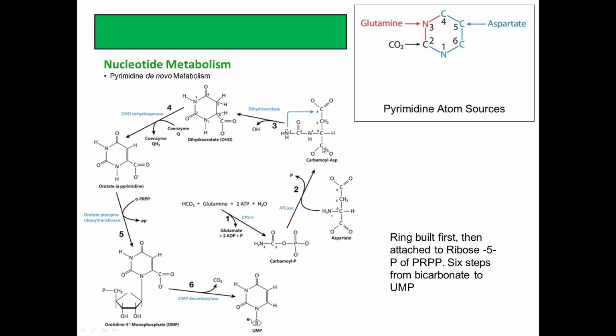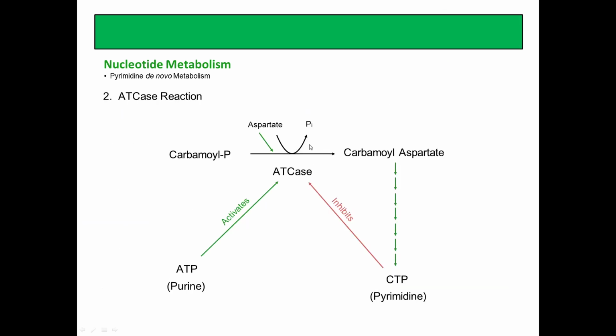This is the key step here, right, to making pyrimidines. If I don't want to make pyrimidines, I don't do this step. We use carbamoyl phosphate for other things, but I don't do step 2 unless I plan on making pyrimidines. So this step clearly should be regulated, and it is.